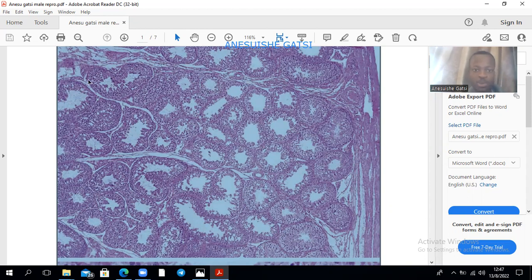Then this here is a lobule. It's in between the septa. This whole thing, that's a lobule. Then this on the outside here, that's the connective tissue in the tunica vaginalis. These are tubules, these are cross sections. These ones where you don't see the lumen, those are tangential sections. So you can see the lumen there.